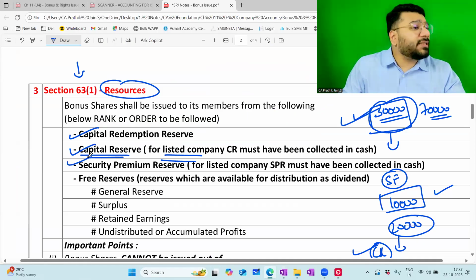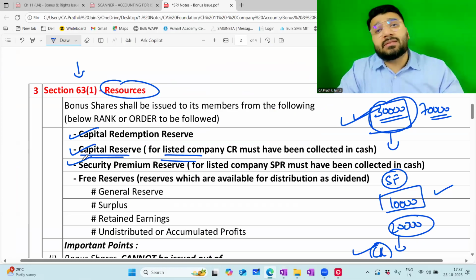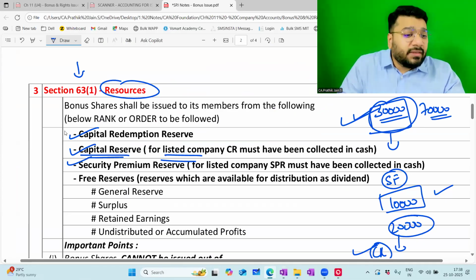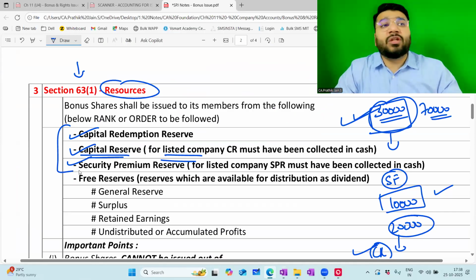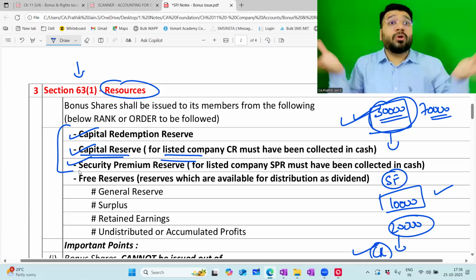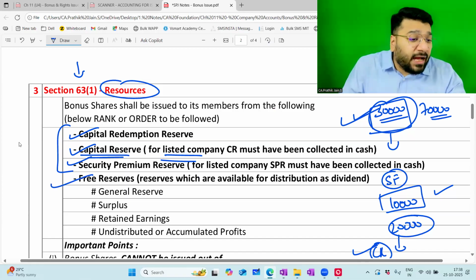Next item that you will touch is security premium reserve. Again, if you're a listed company, I want that security premium reserve which is realized in cash. Unlisted company means anything is fine. Realized or not realized, both are fine. These are all restricted reserves. First, I will use them. Even if the money is not sufficient and if my bonus amount is more huge, then I will have to use my free reserves. So these 3 are non-free reserves and this is free reserves.